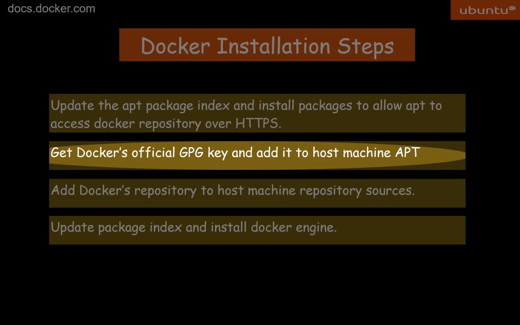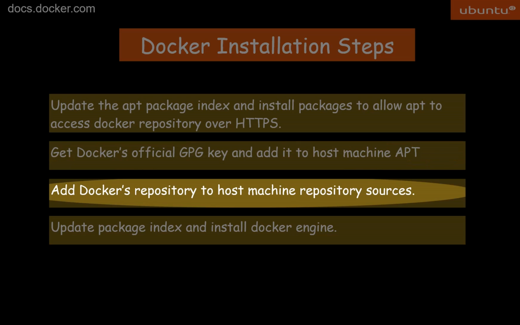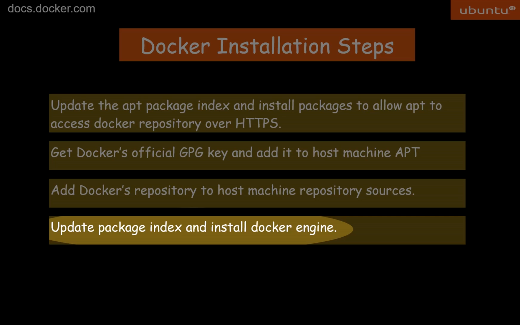Getting Docker's official GPG key and adding it to host machine apt. Adding Docker's repository to host machine repository sources. Finally, update package index and install Docker engine.